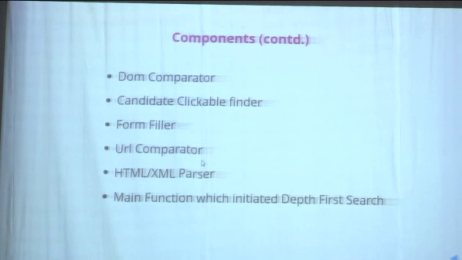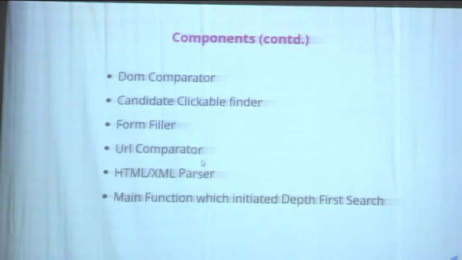The other components are the DOM comparator. It compares the document object models of two different pages, and you have to compare the DOM of the two pages. The candidate clickable finder finds the clickables, like an anchor tag, or a tag which has properties like on mouse over, on mouse up, on mouse down. So you need to find all those clickables, because they will be the things which will take you to new events, new pages. There's a form filler, which can automatically fill the forms. The URL comparator compares the URLs for finding the similarity between two states.